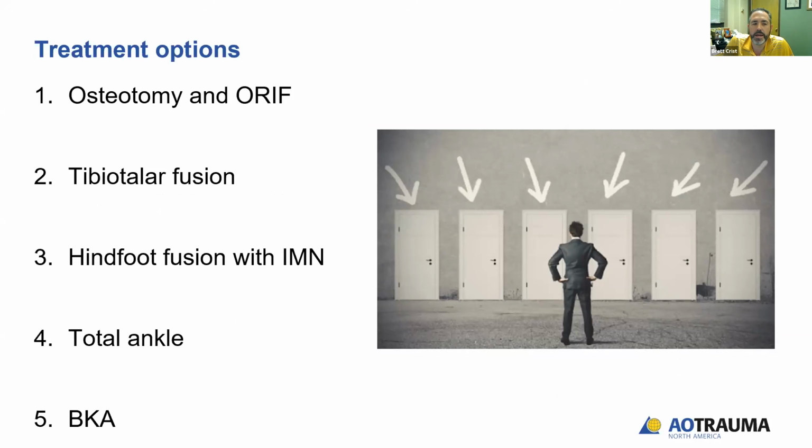The other option would be a tibio-talar fusion, which I think would be challenging with that amount of bone loss. Hindfoot fusion with an intramedullary nail. If somebody wanted to go crazy and do a total ankle, that would be an option, I guess, versus below knee amputation. What are your guys' thoughts?